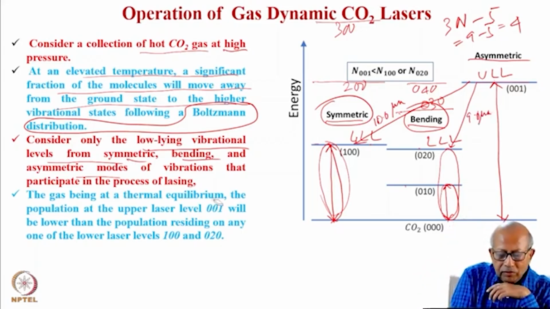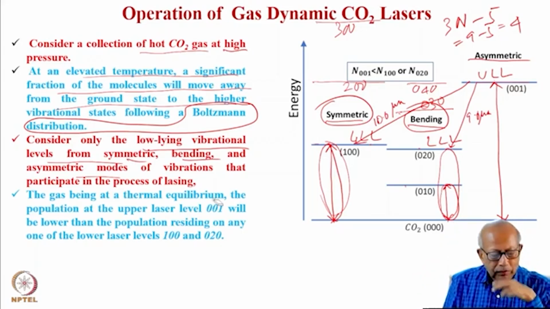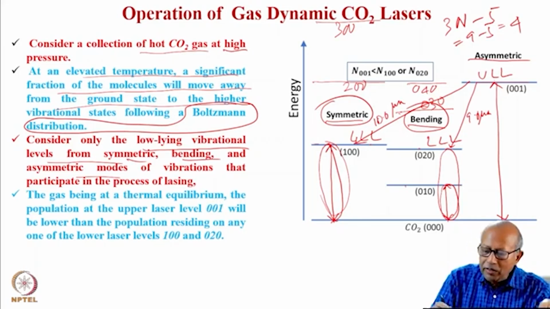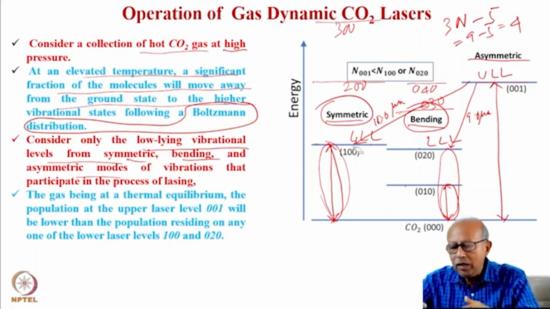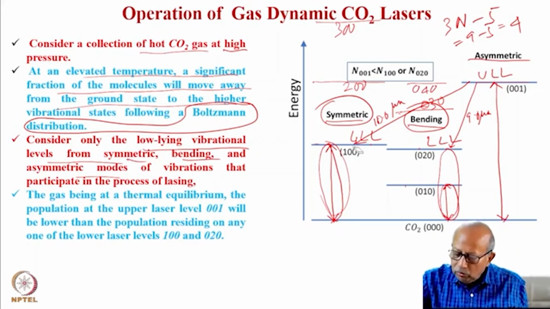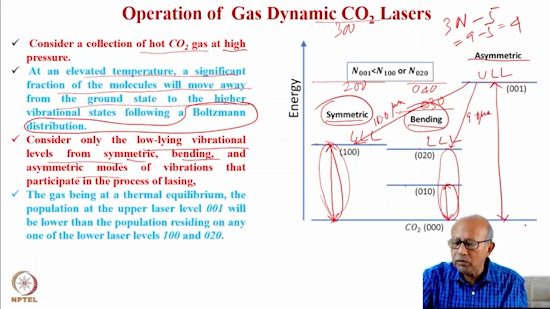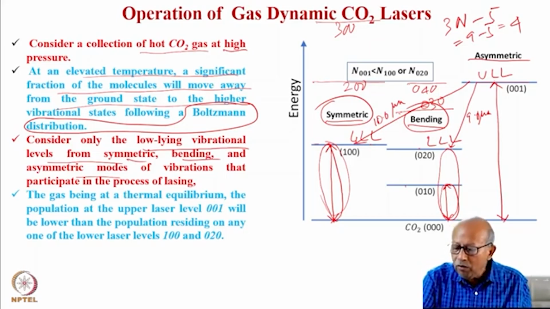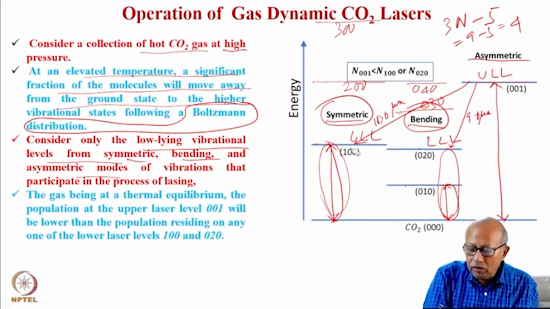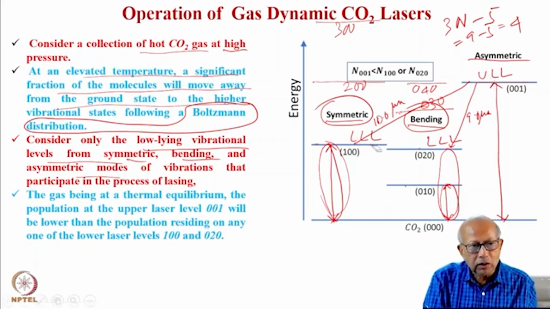Now the gas being at thermal equilibrium, the population at the upper laser level 001 will be lower than the population residing on any of the lower levels. We have raised the temperature, the molecules have moved from the ground energy level to the upper energy levels, satisfying the Boltzmann distribution. Therefore, the population of the upper laser level is going to be less than the population of either of these lower laser levels. So there won't be any population inversion, so no lasing.